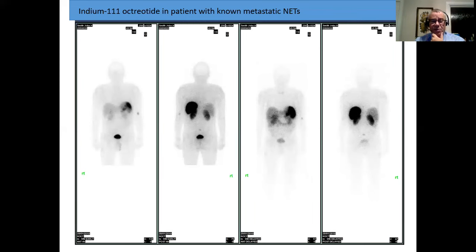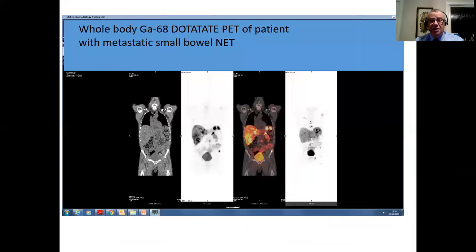So just some more examples. This is an indium octreotide study in a patient with metastatic neuroendocrine tumor. You can clearly see that there's no uptake in the tumor itself, no uptake in the liver. You can't see anything. But here is the DOTATATE PET CT, and you can see that there is disease in the lung, and there's disease throughout the liver. And if you look very carefully, there's also a bone metastasis in the pelvis.